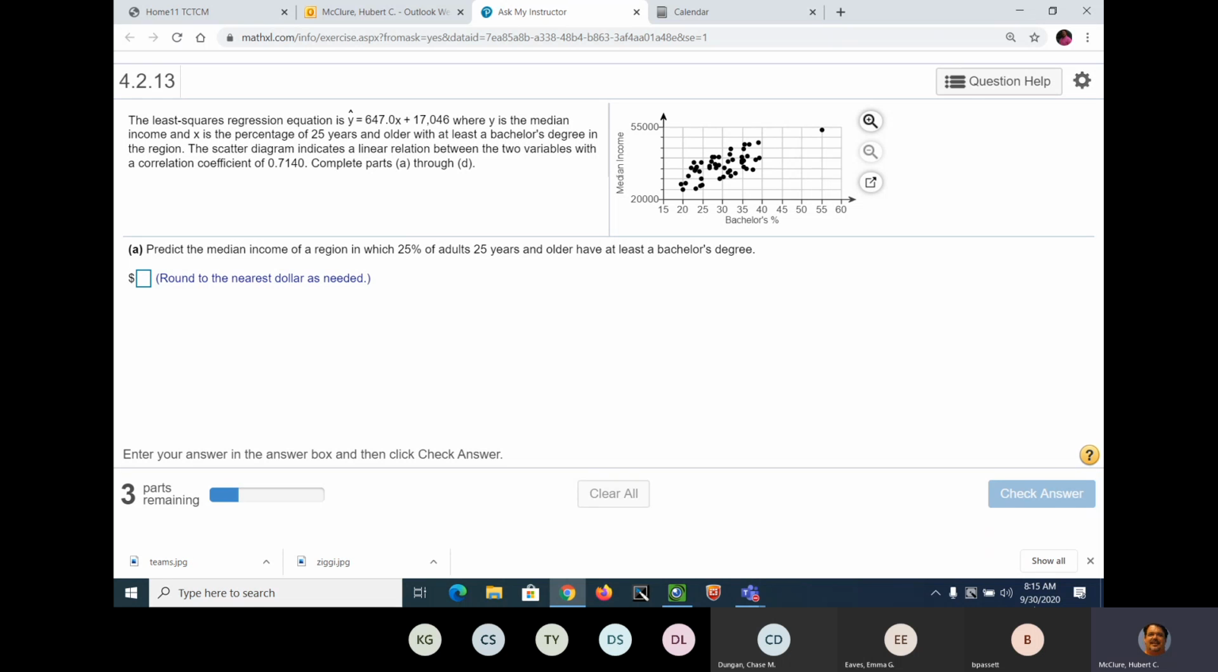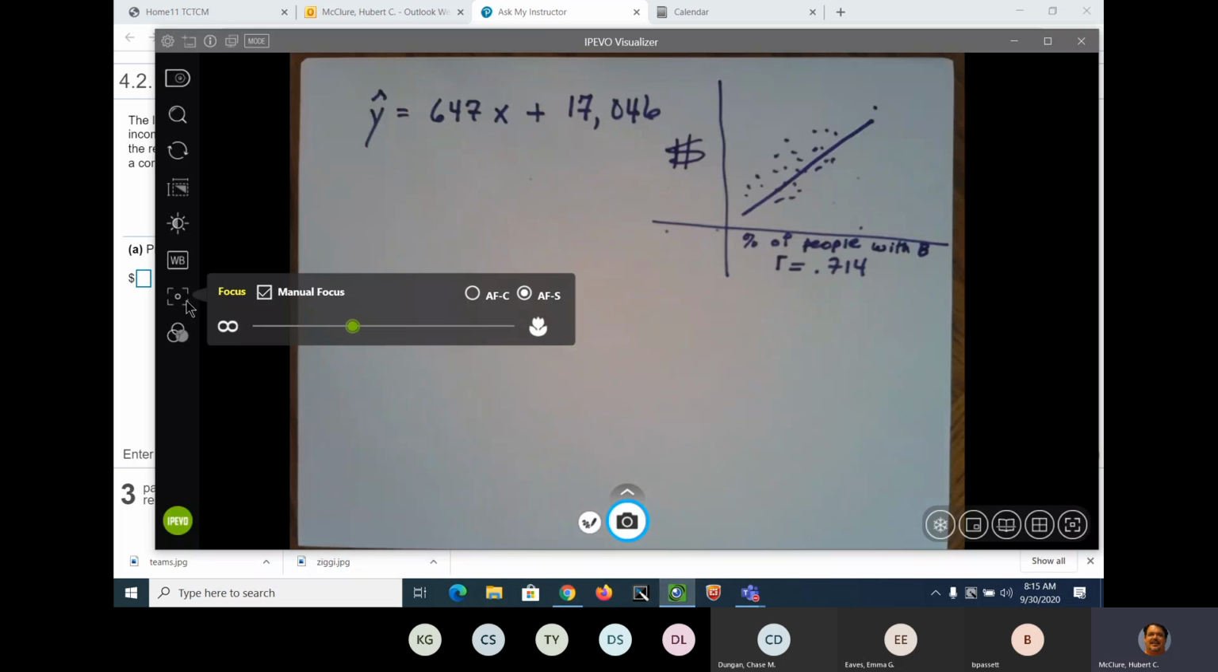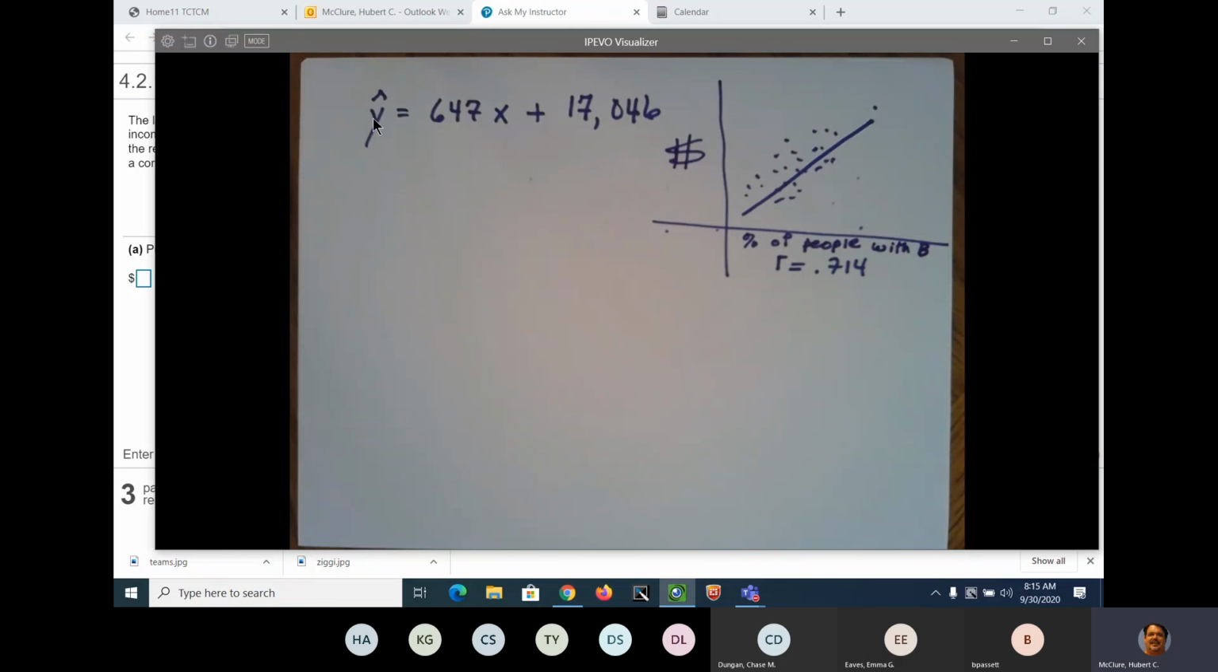And here is our drawing. So what is this? Well, this y hat, it doesn't say y, because y would be a line between 2 points. Y hat is the line of best fit. So I just drew a line through those points, and that equation is the equation of that line. X is the number of people with a bachelor's degree, and the left is the income of that group.